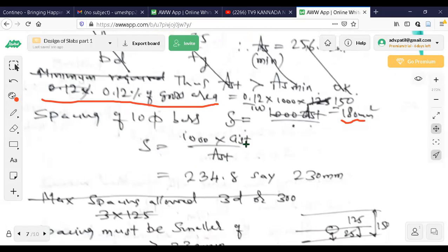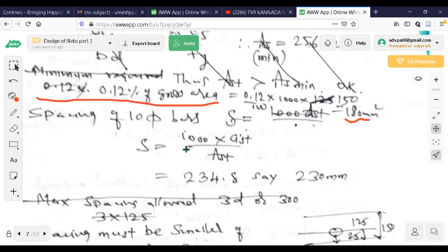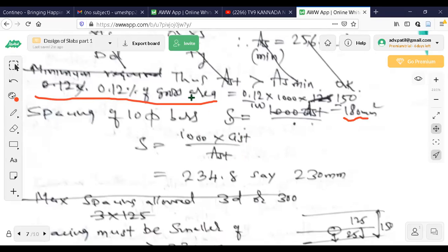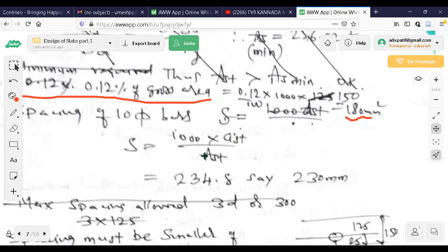Area of one bar divided by total area. So directly we'll get spacing like this. Spacing of the bars in the slab: S is equal to width of the slab, which is 1000, times AST, area of one bar of 10 diameter, divided by capital AST, total area calculated from either SP16 or any one formula, because that value is higher than 180. So the higher value, that is 334, let us say, is kept here.